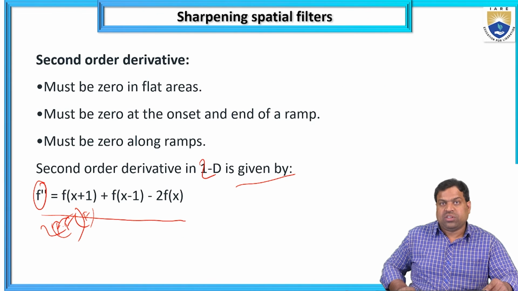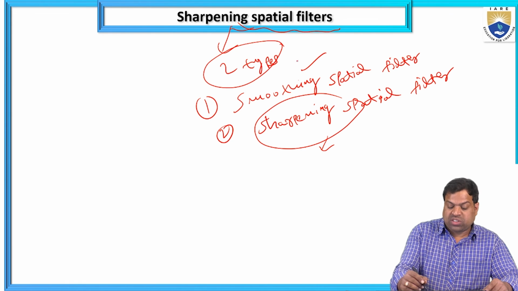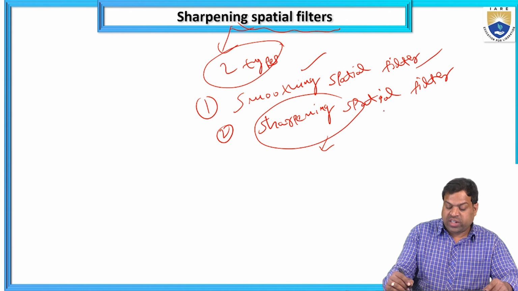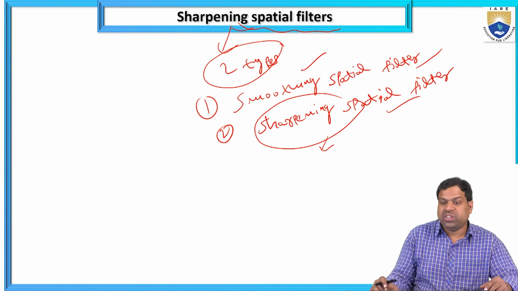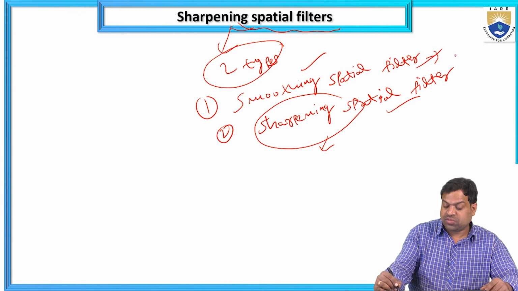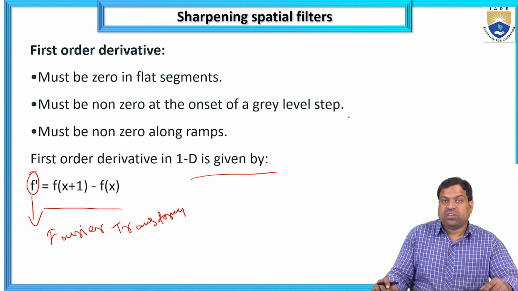So already we know that there are two types: smoothing spatial filter and sharpening spatial filter. So what is smoothing? Already we discussed smoothing. Okay, so what is sharpening?